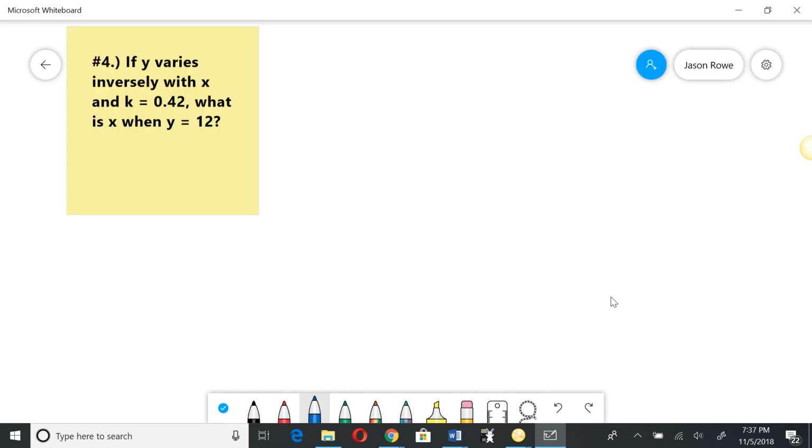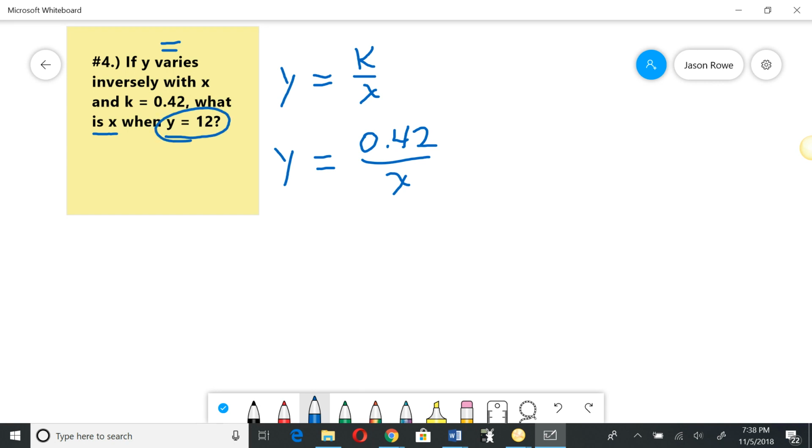And finally, one like number 4. This is another inverse variation problem. Again, we're going to let the word vary be the equal sign. It says y varies inversely with x. And k is 0.042. So we're told what k is. So we can actually write the equation. And it says find x when y is 12. So we're going to replace y with 12.